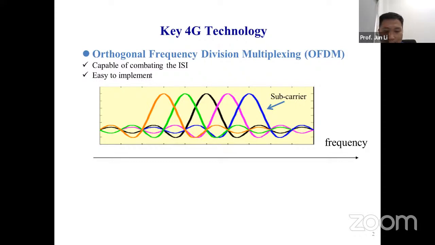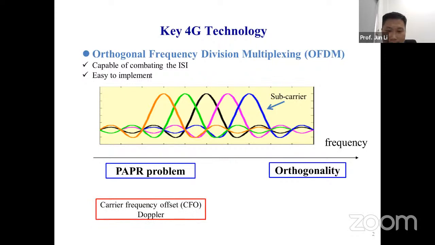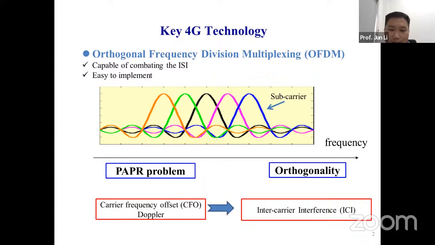But there are still some problems for OFDM. The first one is the PAPR, and due to the Doppler shift, the orthogonality cannot be guaranteed. The first one is CFO, right? And the second is the ICI. Due to the CFO and the ICI, the orthogonality cannot be guaranteed. So how to solve this problem? I will talk about this topic later.